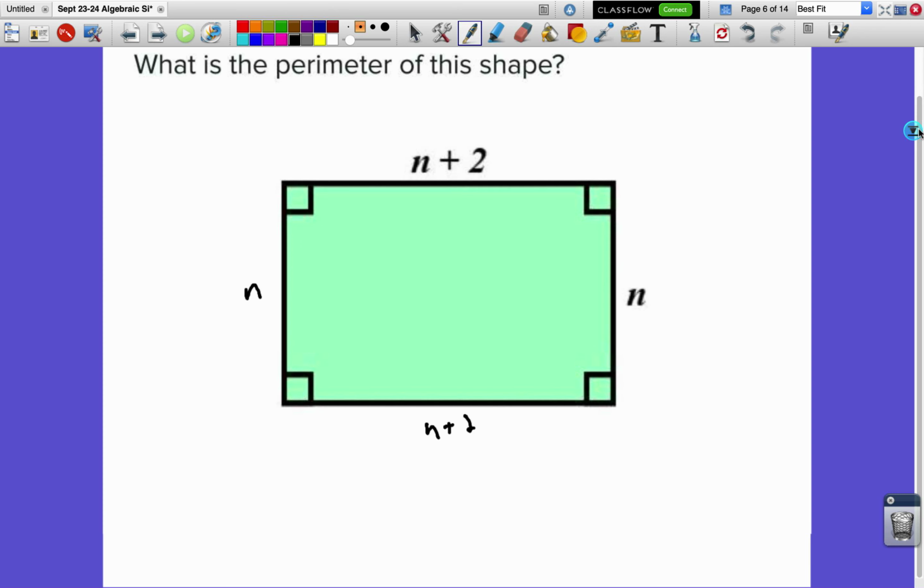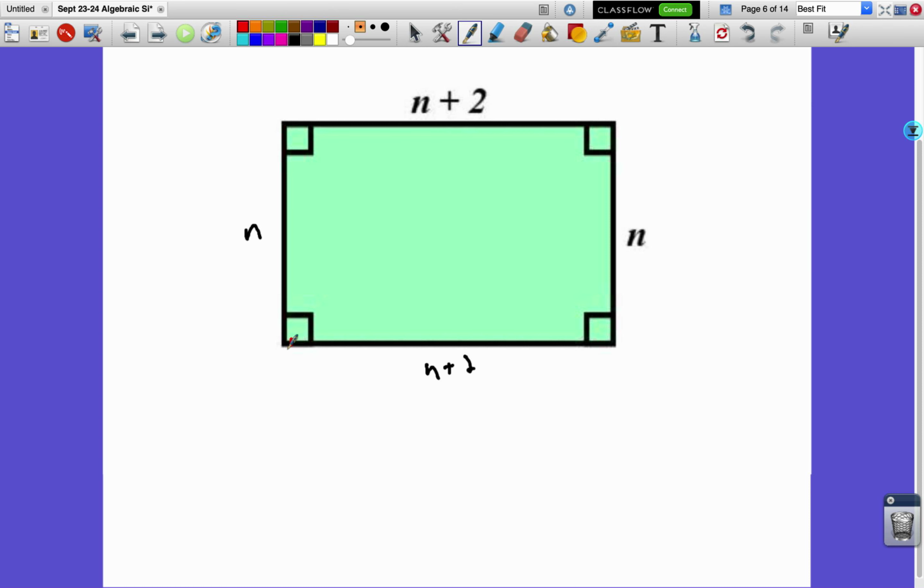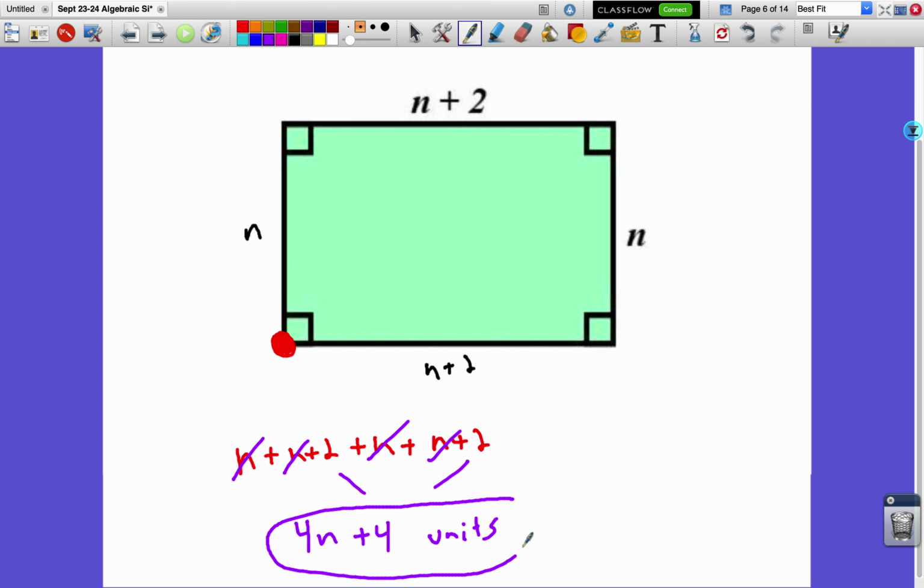And for the perimeter, we're going to add up all those lengths. Put a big bold dot at the side you're starting from, go around clockwise. We're going to get n plus 2 plus, I'm over to here, n plus 2. All right, let's combine our like terms. This time maybe I'll cross them out as I combine them. So 1, 2, 3, 4 n's. And the 2 and the 2 come together and they become a 4. And then all we have to say is units because it's a length.